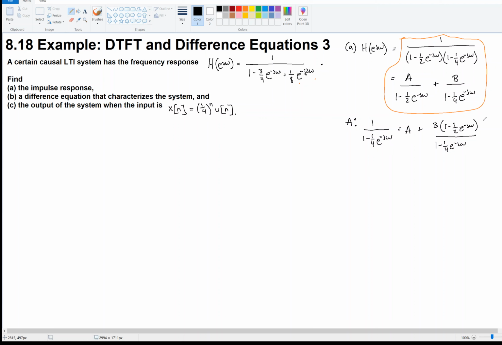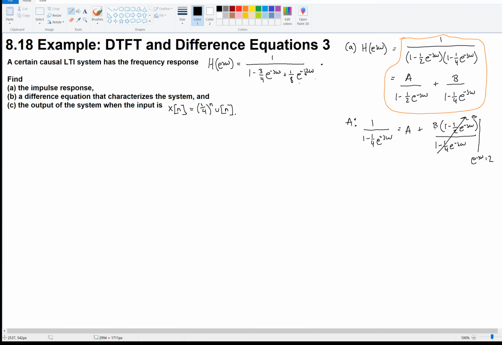So this equation must be true for all omega. And so I'm going to strategically pick a value for e to the minus j omega. I'm going to pick whatever makes A's denominator 0, and in this case it would be 2, because then I'd have 1 minus 1, 0. So when I let e to the minus j omega equal 2, then this term is 0.